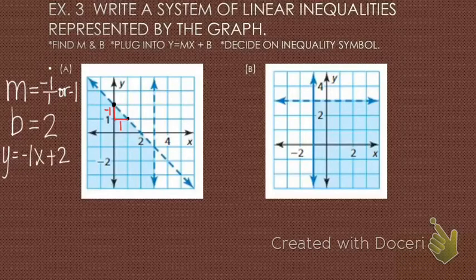Now, I know I can't leave it like that because this is an inequality. So I've got to get rid of the equal sign. I'm going to go ahead and bring it down, leave myself a space, and bring down the -1x plus 2.